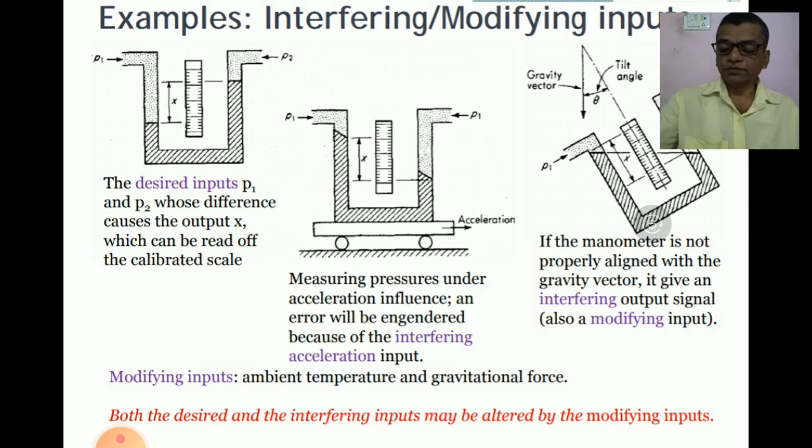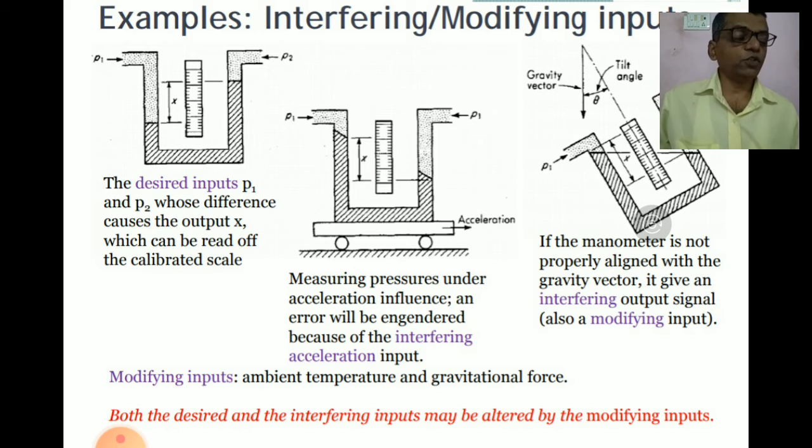Then, suppose the manometer is not properly aligned with the gravity vector, because of an angle of tilt. In the next diagram, on your right hand side, see the diagram. Therefore, there is an output X even though there is no differential pressure, because P1 equals P2, but there is an angle of tilt. So that manometer is tilted. Hence, the angle of tilt theta acts as an interfering input. Okay. Then third, the modifying input.